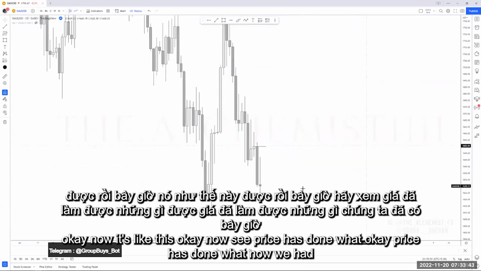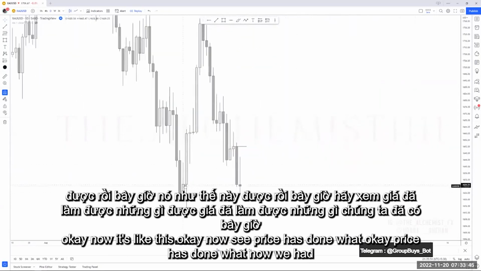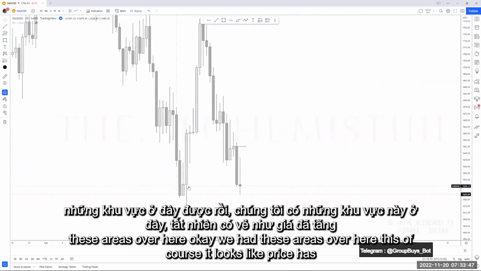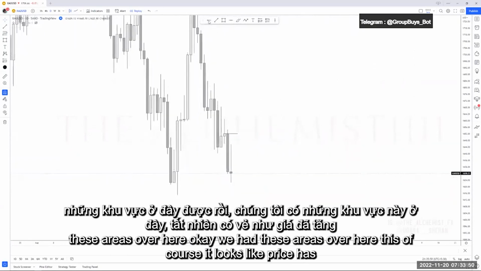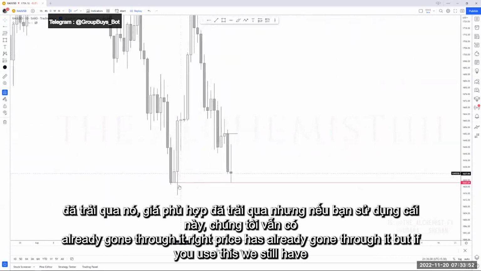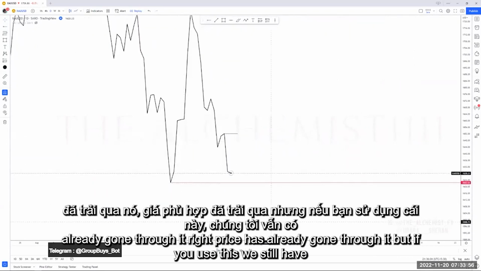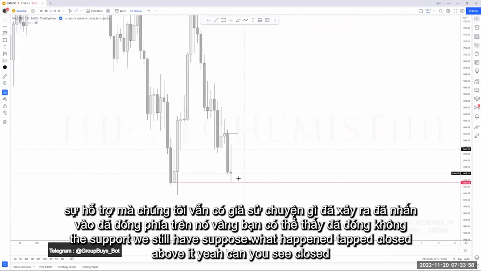Now it's like this. See, what has price done? We had these areas over here. Of course, it looks like price has already gone through it, but if you use this, we still have the support. So what happened? It tapped, and closed above it. Can you see that? Closed above it.